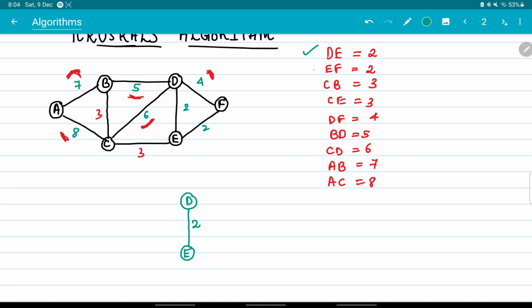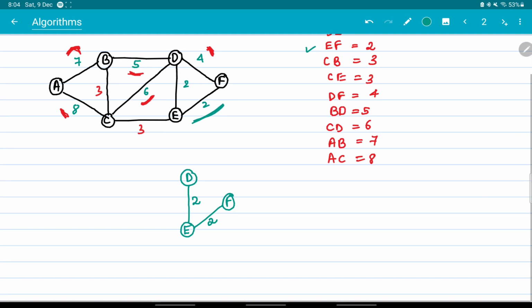Second edge is EF, which I have to cover. Now where is EF? It was connected like this, right? So I'll connect it in that manner only. I'm connecting it in that shape only so that we don't get confused. If I connect it in any random shape, then the minimum spanning tree is not going to turn out very nice. So in order to avoid any confusion, let us go by the shape of our actual graph. So EF is covered.